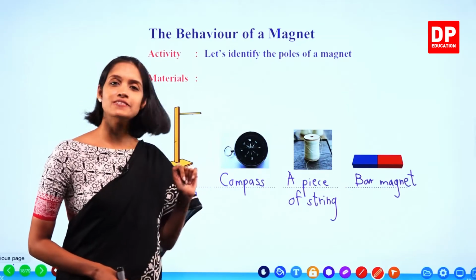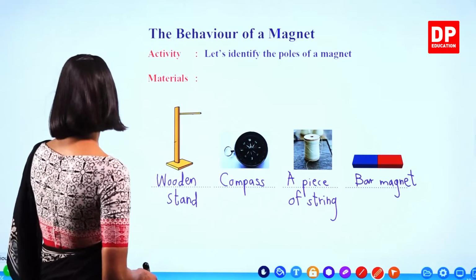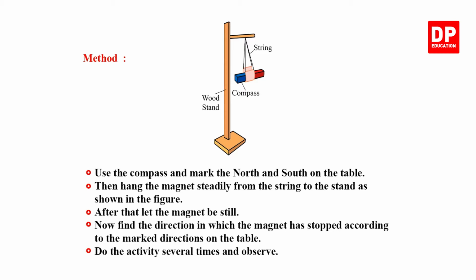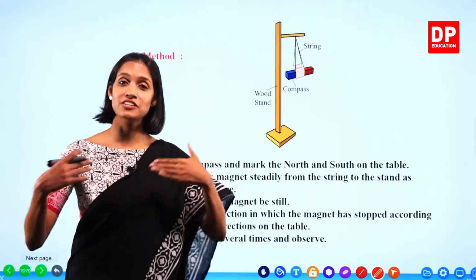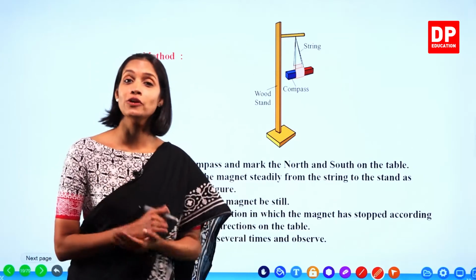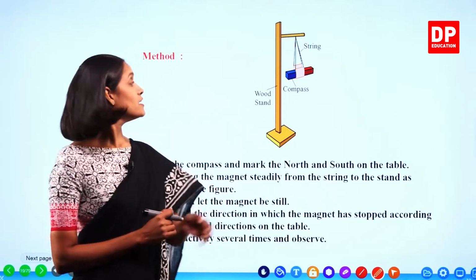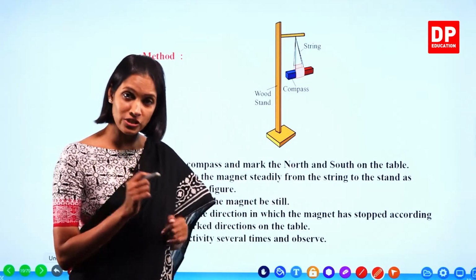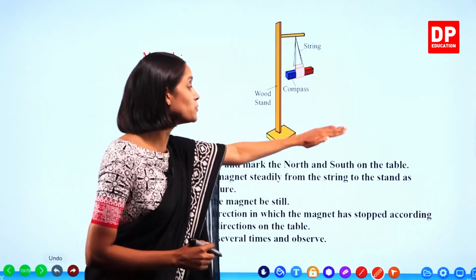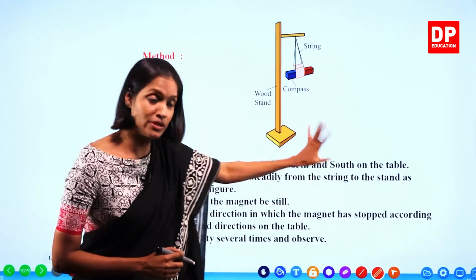So how to do this activity? I will explain. Look at this picture. Use the compass and mark the north and south on the table. You all know using the compass you can find the north direction and south direction, or any direction. So first of all, you have to take the compass and find the north-south direction, and you have to mark the north-south direction on the lab table, okay?